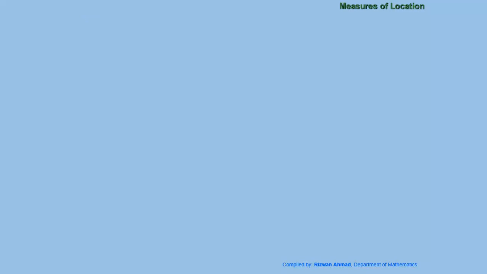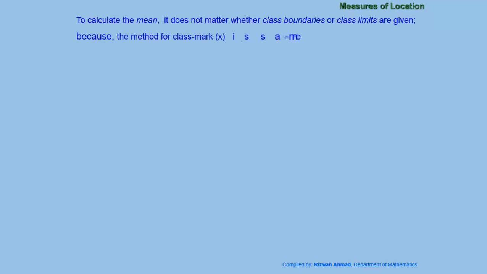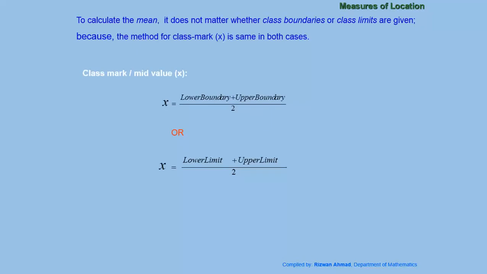So to calculate the mean, it doesn't matter whether we use class limits or class boundaries, because the method for finding class mark is the same for both. So the mid value will not be affected whether these are class limits or class boundaries. So the difference between class limits and class boundaries I mentioned in my previous video.